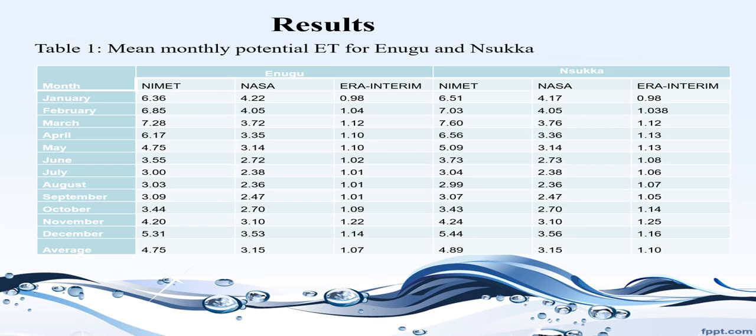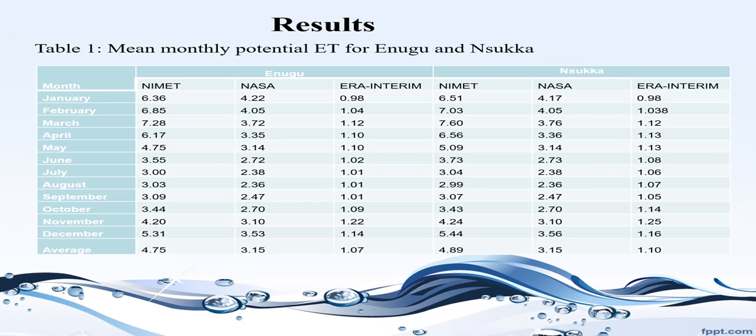The same applies to Nsukka station. Now looking at the months, January to December, you agree with me that NIMET has the highest value in March with a value of 7.1028, and NASA for Enugu town has its highest value in January with a value of 4.22. And ERA interim has its own peak in the month of November with a value of 1.22.